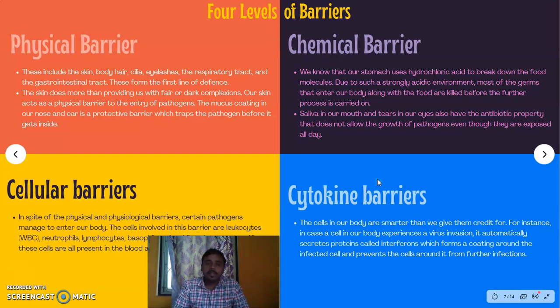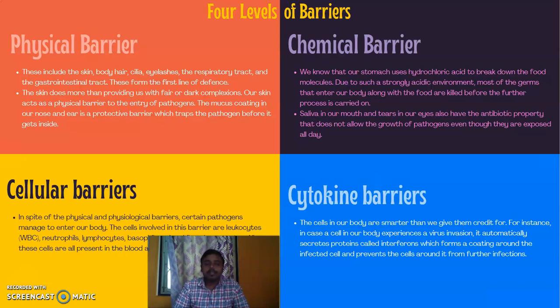Welcome everyone. In our previous videos, we have seen what is immunity and what are all the different cells involved in the immune system. Today in this video, we are going to see about the 4 levels of barriers that guard our immune system and also the types of immunity.